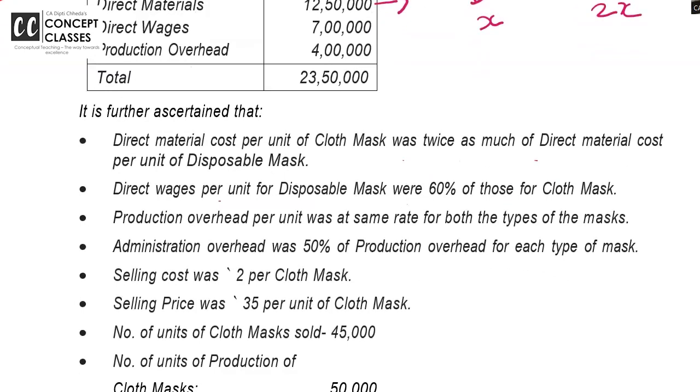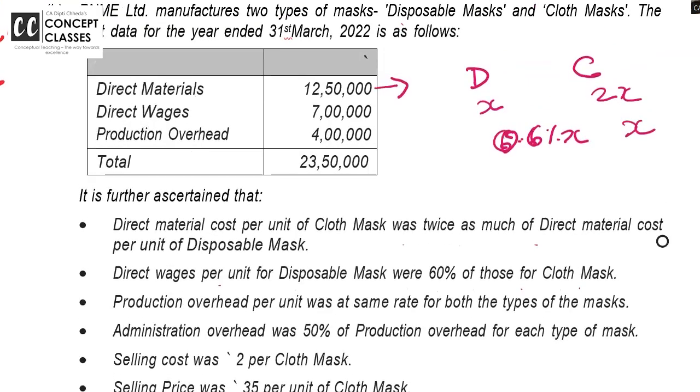Direct wages per unit of D was 60% of C. Here, if it is X, here it is 0.6% of X. So it's not equal. You can't say, ma'am, direct material divided by number of units produced for disposable mask and cloth mask, because both are not using the same number of units.